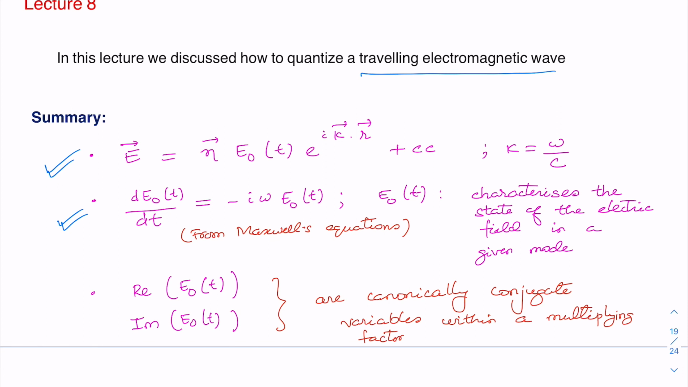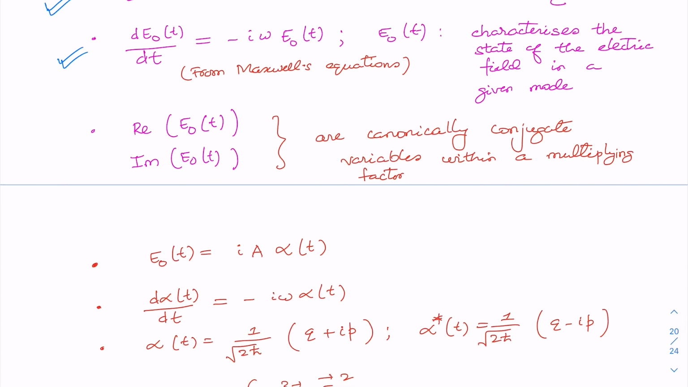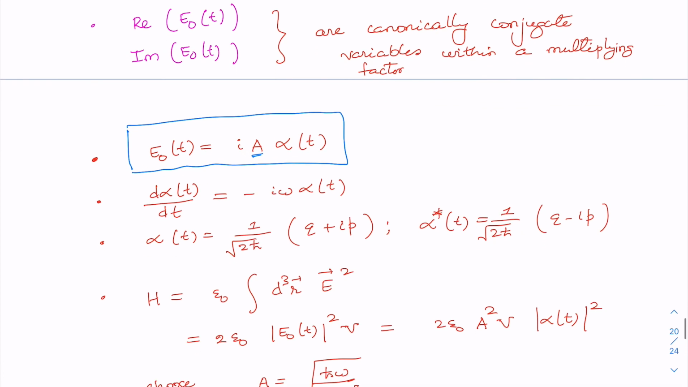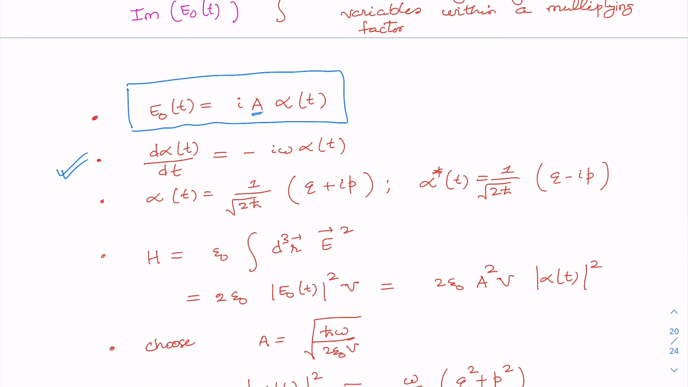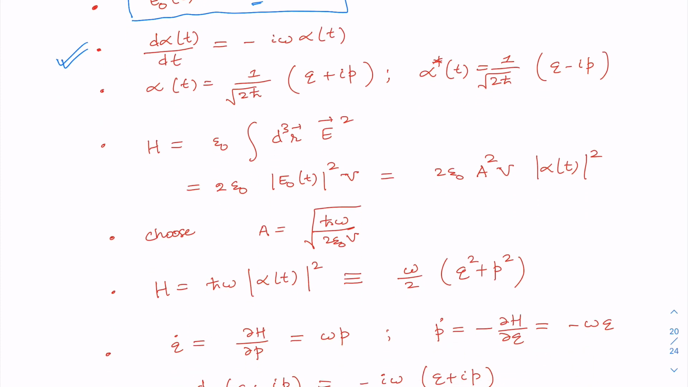We focus on only one single mode, and the real part of the electric field E0 and the imaginary part of E0 correspond to the canonically conjugate variables within a multiplying factor, but we prefer to work in normalized units. So we wrote E0(t) in this form, where alpha is a normalizable variable and a is a constant to be worked out, and straight away we get this equation from the Maxwell equations. Then, defining the variables and doing the calculation, we were able to get the Hamiltonian in the well-known form of the so-called harmonic oscillator.